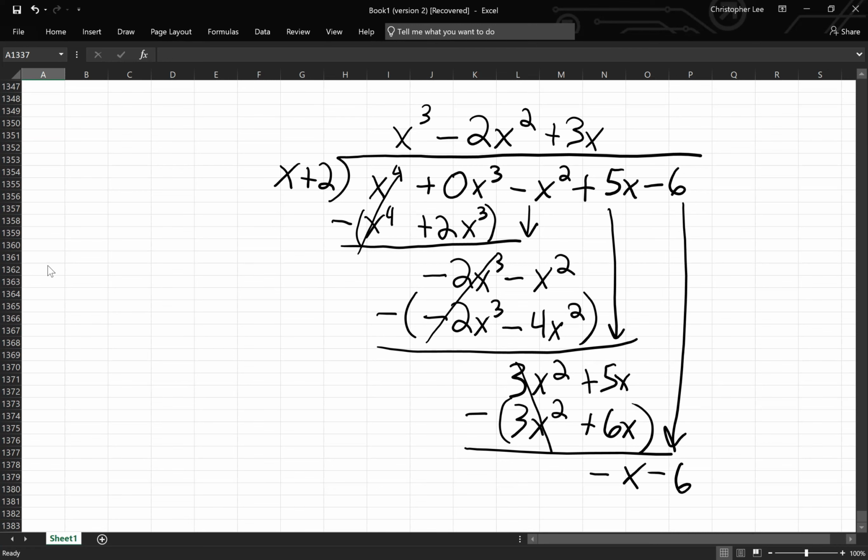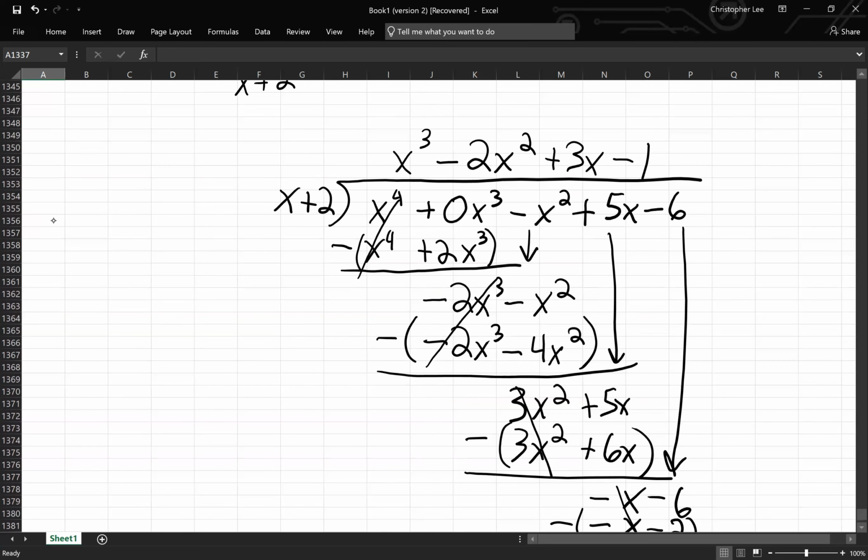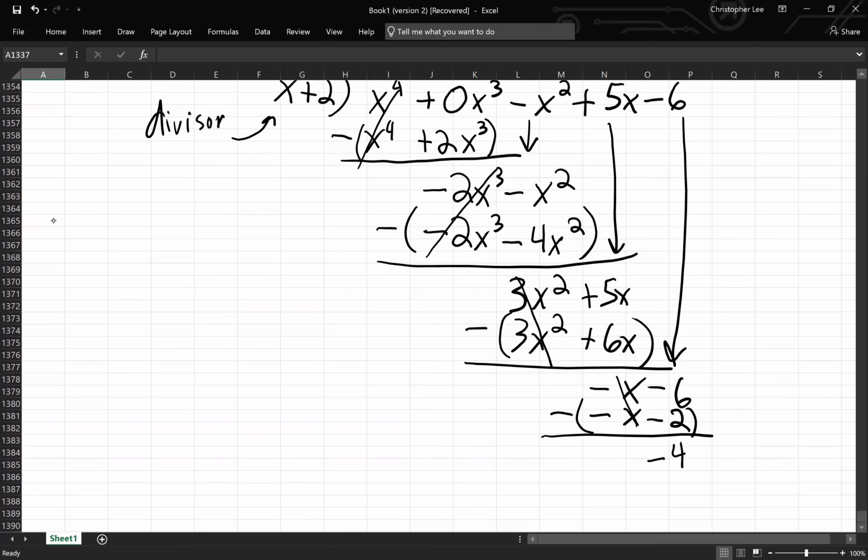Now x goes into negative x, negative 1 times. And negative 1 times x is going to give me negative x minus 2. And then remember, this is a polynomial, so I want to subtract this. So now what do I have? The negative x's will cancel out. Negative 6 minus negative 2 is going to give me a negative 4. So let's check this out. My quotient is up here. My divisor is over here, and my remainder is over here.